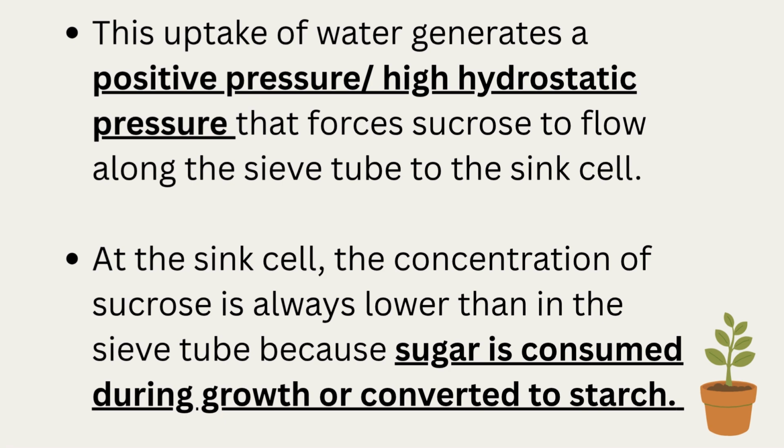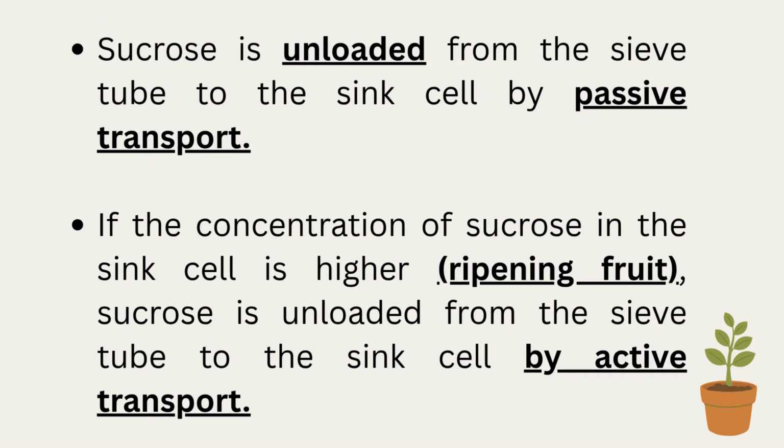While at the sink cell, the concentration of sucrose is always lower than in the sieve tube because sugar is consumed during growth or converted to starch. Sucrose is unloaded from the sieve tube to the sink cell by passive transport. If the concentration of sucrose in the sink cell is higher, for example in ripening fruit, sucrose is unloaded from the sieve tube to the sink cell by active transport.